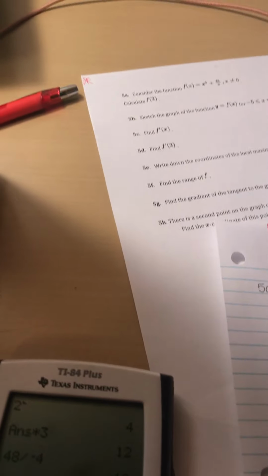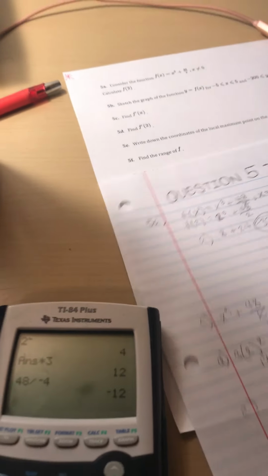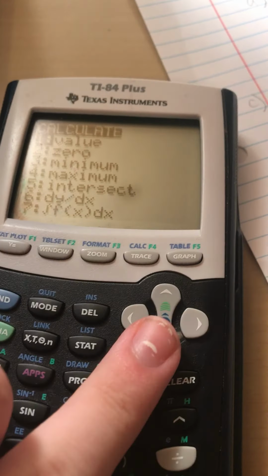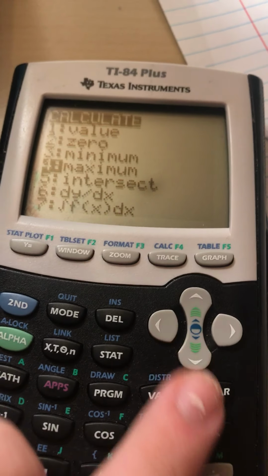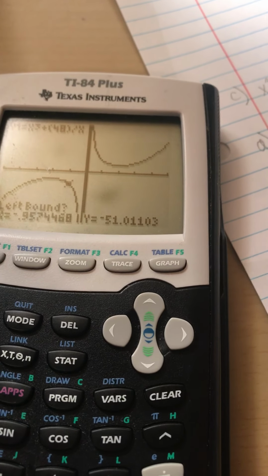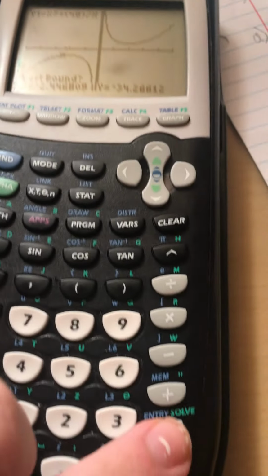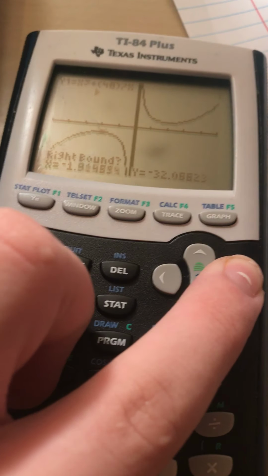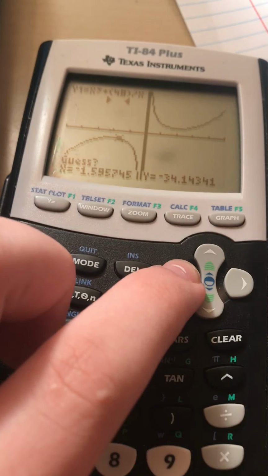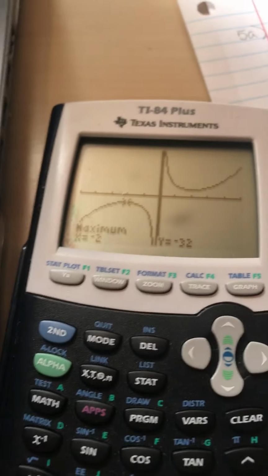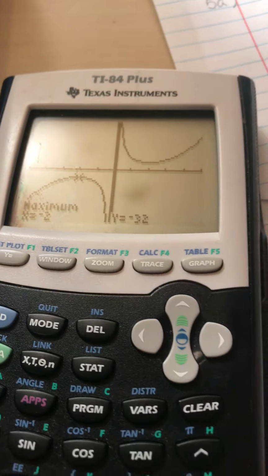Now, E. We have: write the coordinates of the local maximum point on the graph. So I am just doing this in my calculator. Second calc. The local maximum, and it's obviously going to go to this one because this is the only maximum on the graph. Hit that, and then you're going to hit yes. So you have -2 and -32.